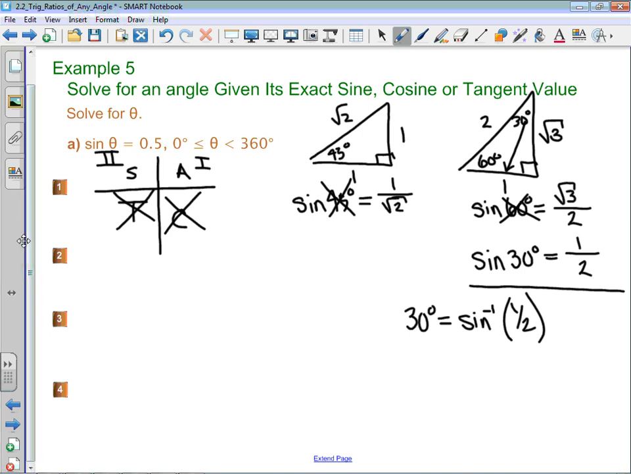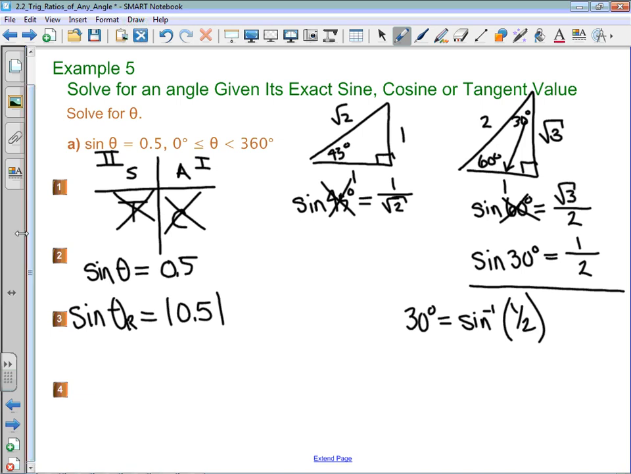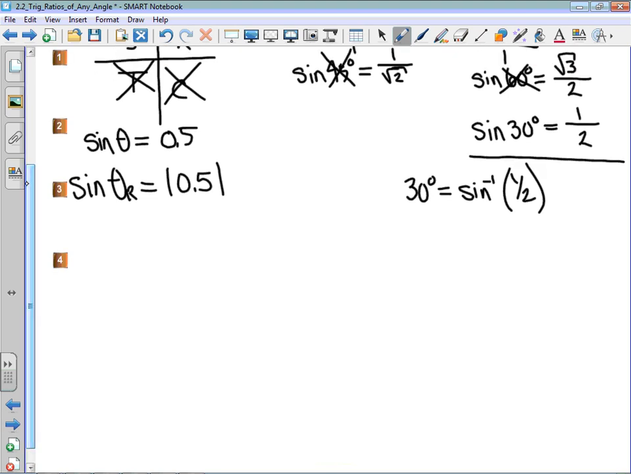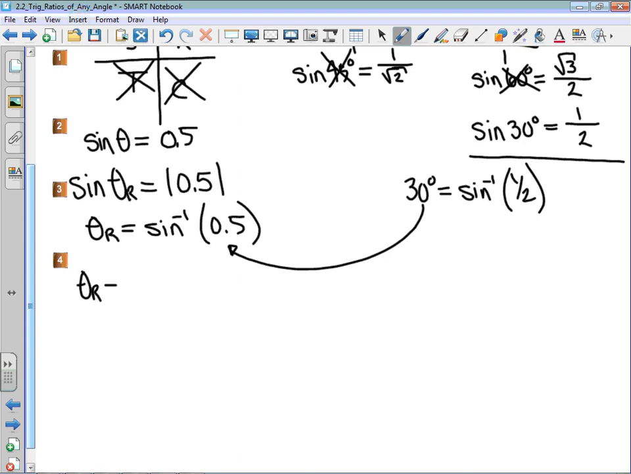And I'm going to write this out, that if sine theta is equal to 0.5, then the sine of our reference angle is equal to the absolute value of 0.5. Now, that's overkill because the absolute value of a positive does nothing, but I think it is still important to think about. And then what I'm going to say then is that theta reference is the inverse sine of 0.5, which we determined was 30. So my reference angle is 30 degrees.